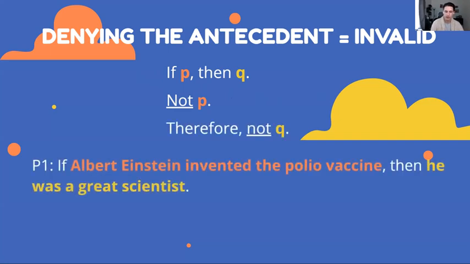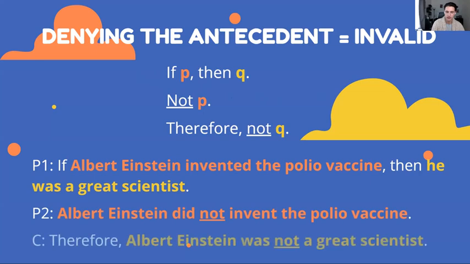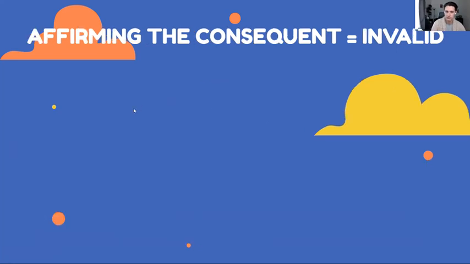So here's a good example. If Albert Einstein invented the polio vaccine, then he was a great scientist. Albert Einstein did not invent the polio vaccine. Therefore, Albert Einstein was not a great scientist. So notice here that it's true, Albert Einstein did not invent the polio vaccine, but from that, it doesn't follow that he wasn't a great scientist, right? So there's something wrong with the form of the structure here, that even if the premises are true, the conclusion could still be false. And by definition, that can't happen in a valid argument. So denying the antecedent, whatever you plug in for the P's and Q's here, it's always going to be invalid.